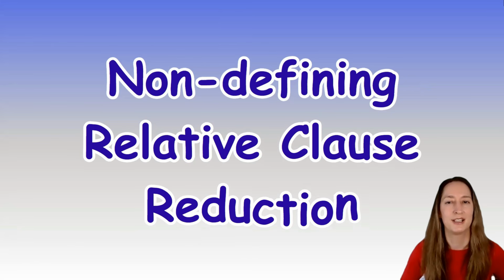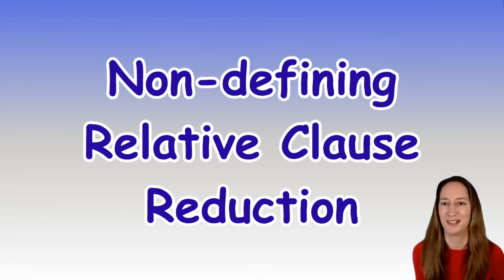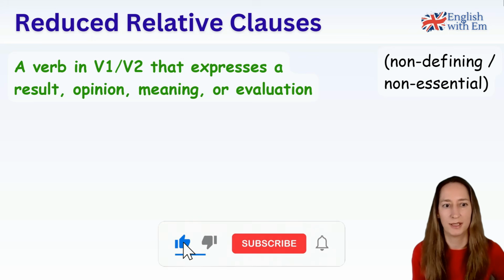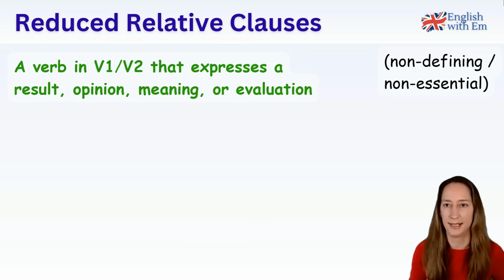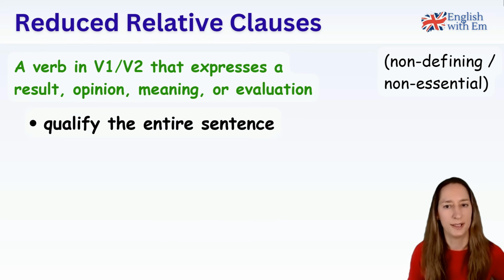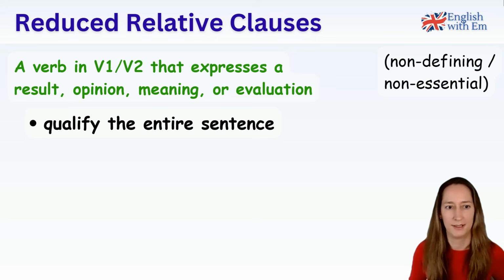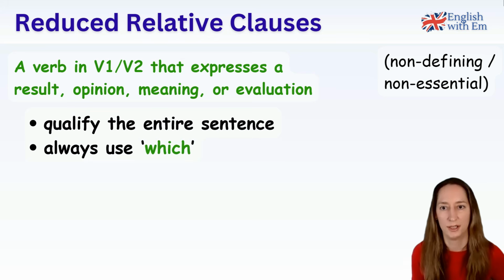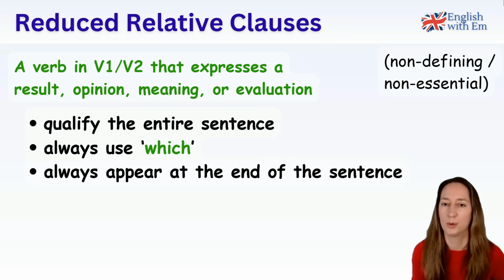Now let's take a look at non-defining relative clause reduction. A verb 1 or verb 2 that expresses a result, opinion, meaning or evaluation. So this is really, really common in academic writing. There are a few important things to note here. It must qualify the entire sentence, so not just a noun, but the whole sentence. Always use which. They always appear at the end of the sentence.